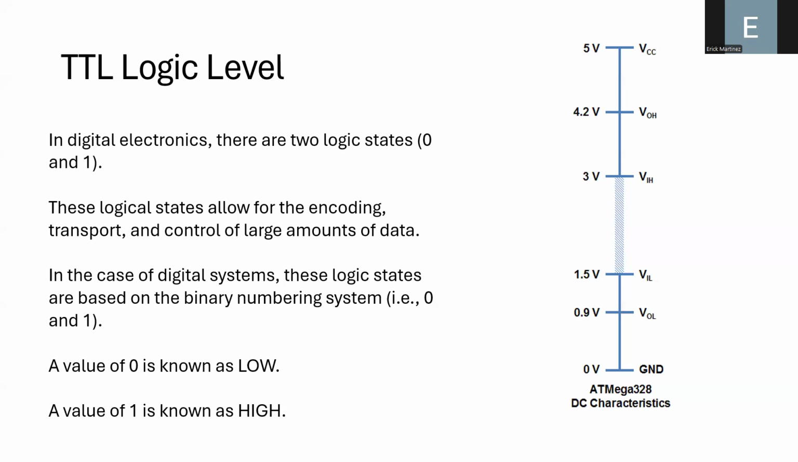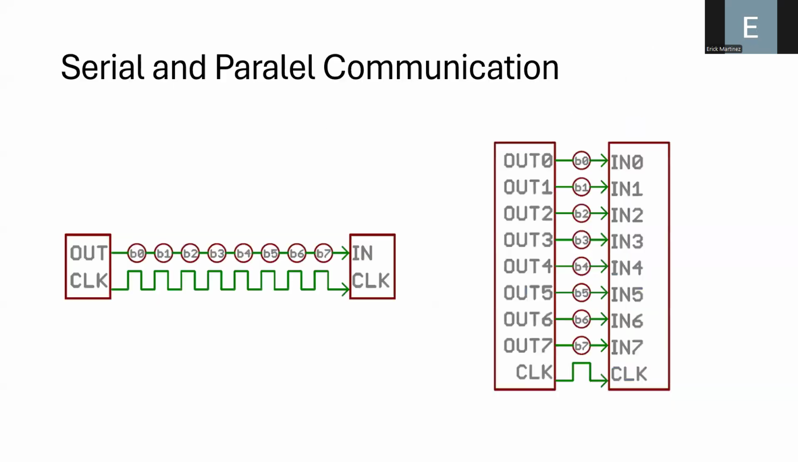For example, if you have a voltage between 3 volts and 4.2 volts, that means a high-level output voltage. And if you have an input that is between 3 volts and 5 volts VCC, it is considered a high-level voltage. So this is basically the TTL logic levels. This is a standard, and Arduino is following that standard to detect input and output levels in a digital signal.